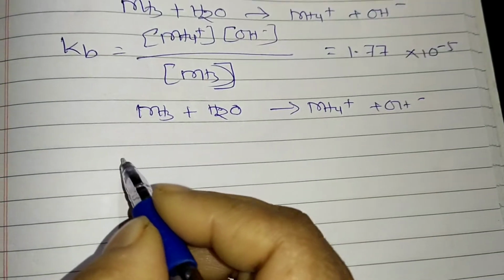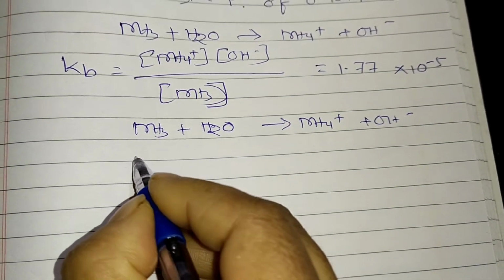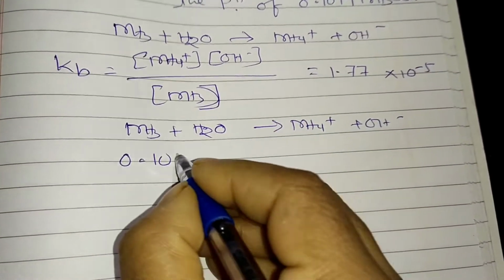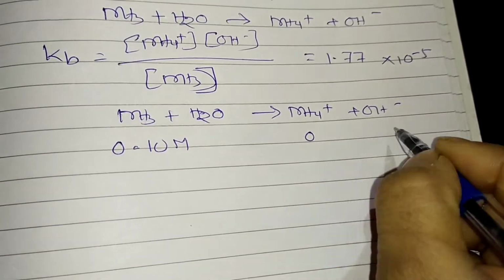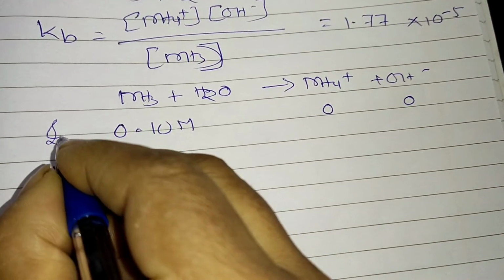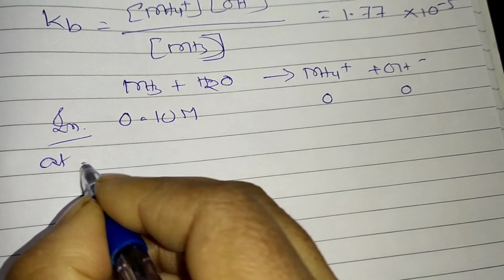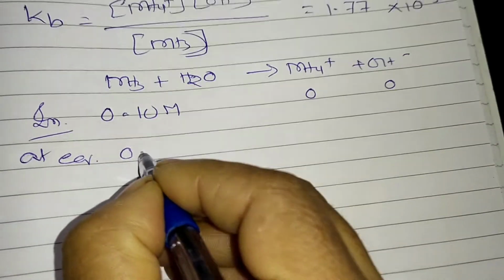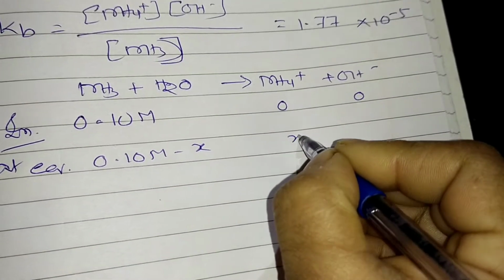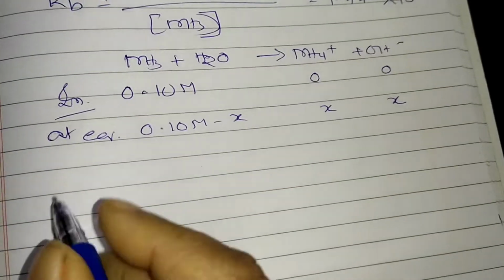So now at the time of initial, it is 0.10 molar and 0.010 molar. At the time initial it is 0. This is the initial condition. At equilibrium, what can you write down? 0.10 molar minus X, and here X and X are produced. Okay, so what is Kb?